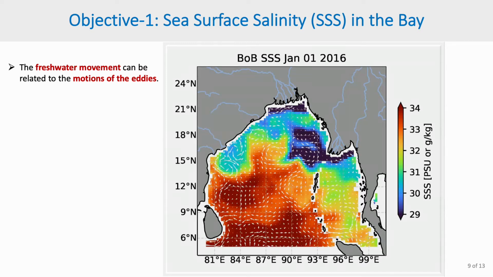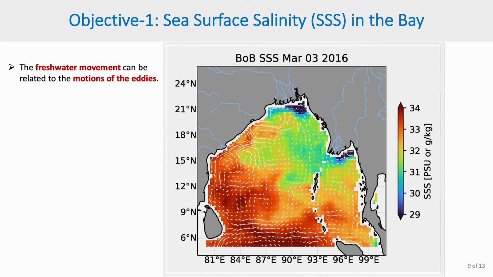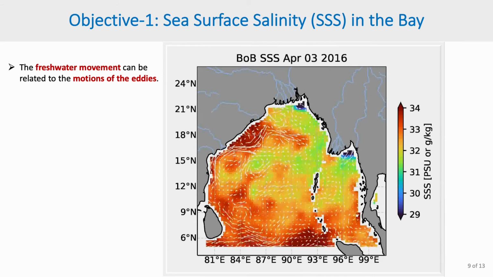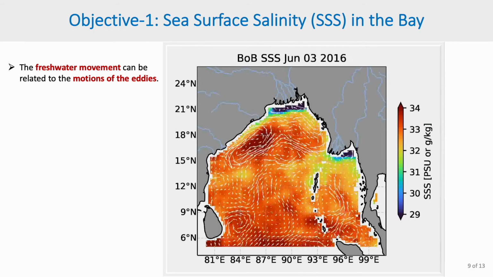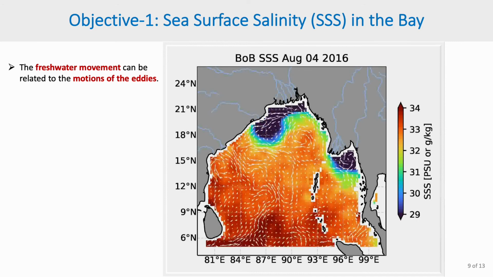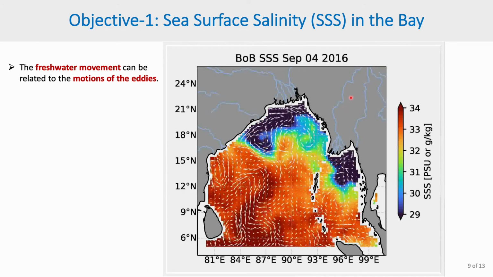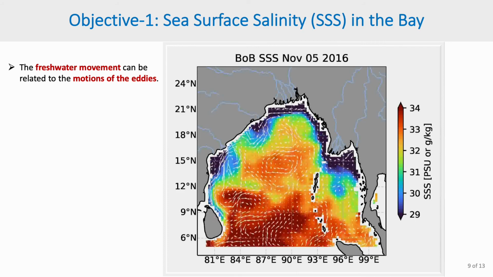In this short movie, we merge the two previous videos to observe how freshwater movement can be related to the motion of currents and eddies. And you can see how the salinity is affected by the circulations of the ocean water.